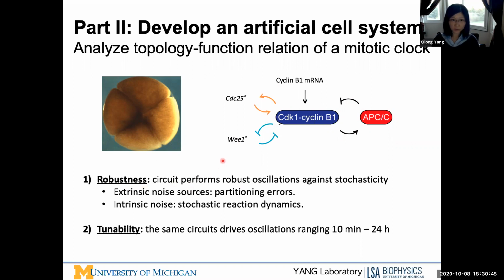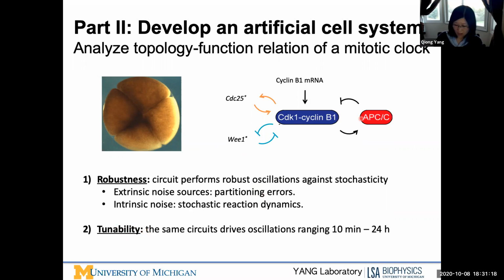So they must be robust against stochastic noise, either through, say, cell division, which generates partition errors, or specific intrinsic noise from gene stochasticity. And additionally, they must be tunable to different cues, temperature, nutrition, etc. Okay, however, it is very hard to study in intact cells.